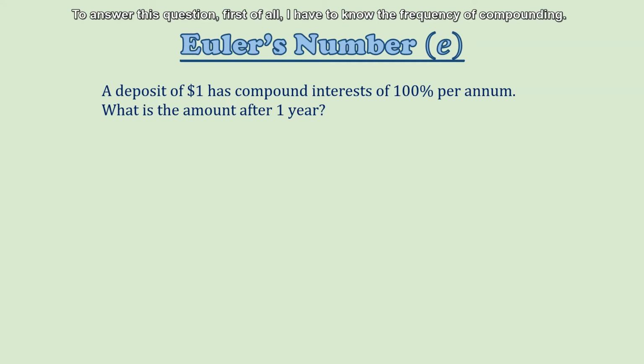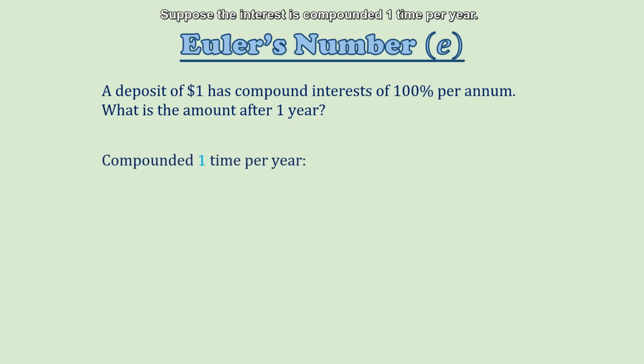To answer this question, first of all I have to know the frequency of compounding. Suppose the interest is compounded 1 time per year. Then the amount that I can get in dollars after 1 year should be (1 + 1)^1, which is equal to 2. That means if I invest $1, then I can get $2 back after 1 year.